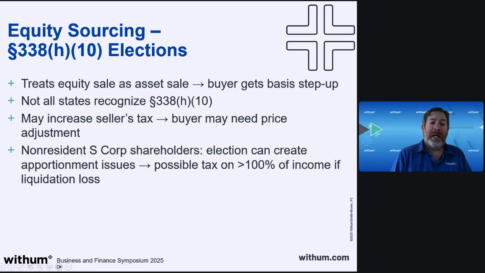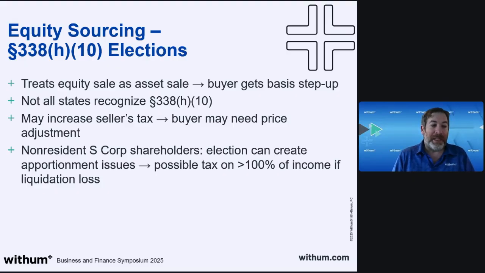So, equity sourcing, there is also the concept of a 338(h)(10) election, where you treat an equity sale as an asset sale and the buyer gets a step up. I will throw out that not all states recognize 338(h)(10), so there could be some benefits from doing that, like in New York City or DC that don't recognize subchapter S. That is simply a sale of stock, and a 338(h)(10) transaction won't get sourced there. But again, the 338(h)(10) election generally increases the seller's tax liability. So, there might need to be a negotiated step up and price adjustment for the additional tax being incurred by seller.